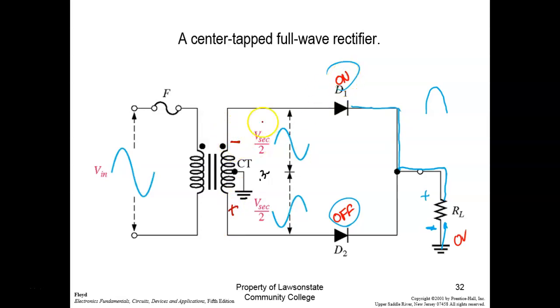So what's going to happen up there? Here's negative on the anode. What's this guy going to do? It's going to turn off. Here's positive on this anode. This guy right here is going to do what? It's going to turn on.